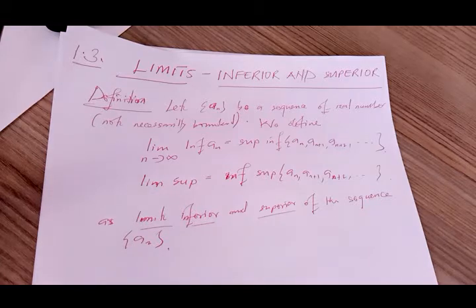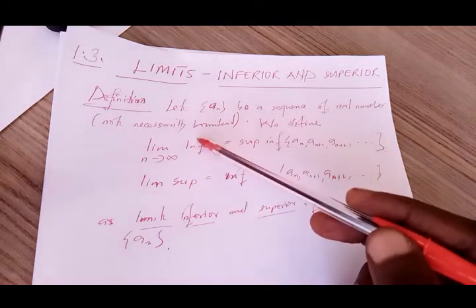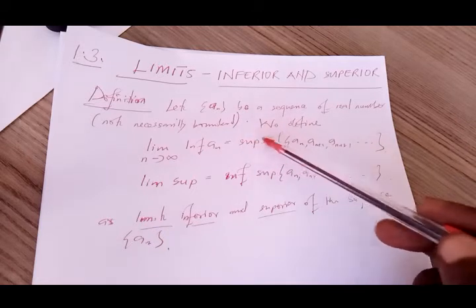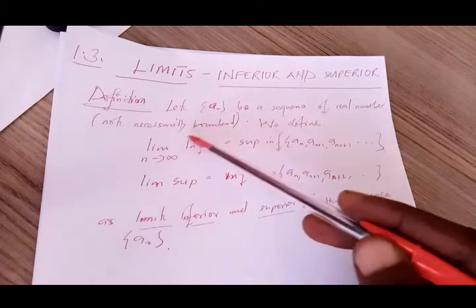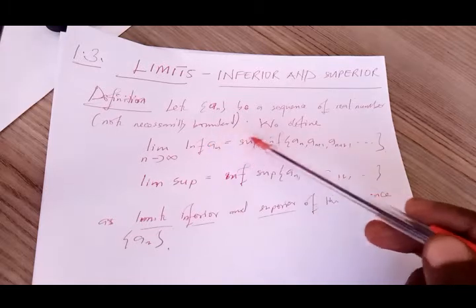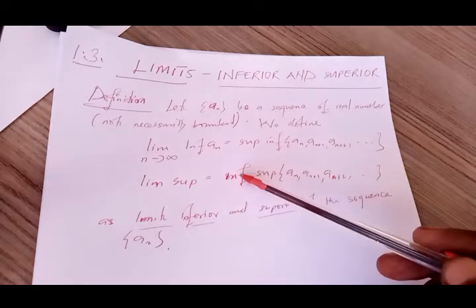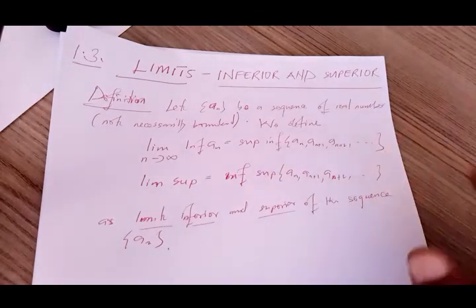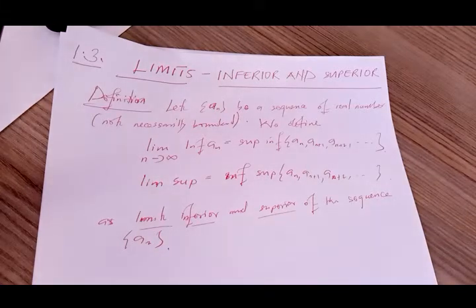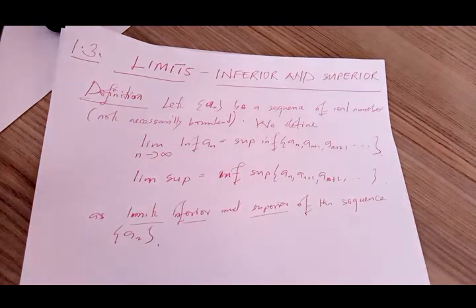Mind you, this inf means small, this sup means big. So the limit inferior is basically the biggest of the smallest. The limit superior is basically the smallest of the biggest. So that is what it means. So let an be a sequence of real numbers. So we define the limit inferior of the sequence an to be equal to the sup of the infimum of that sequence, and the limit superior to be equal to the infimum of the sup of that sequence. That's basically the definition. You need to get it just like that.